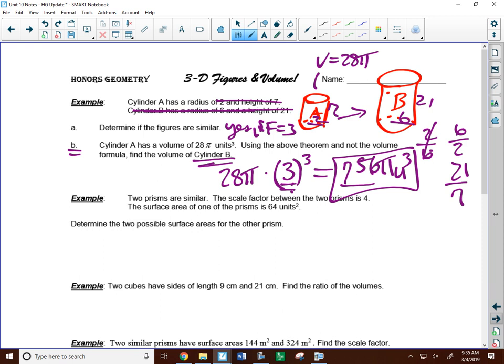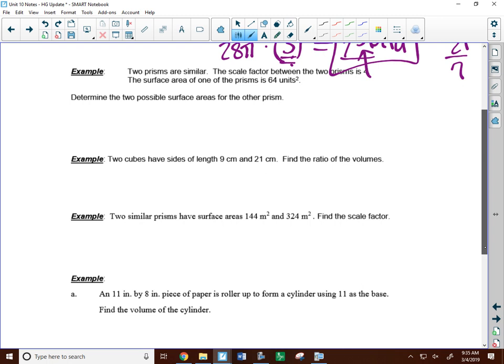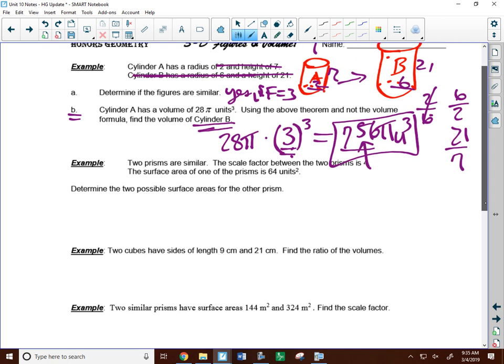Oh, what's that one? This one, yeah. 756 pi. I'm going to skip the next one. Any other questions on this one?